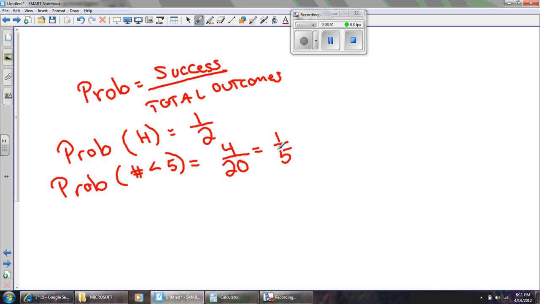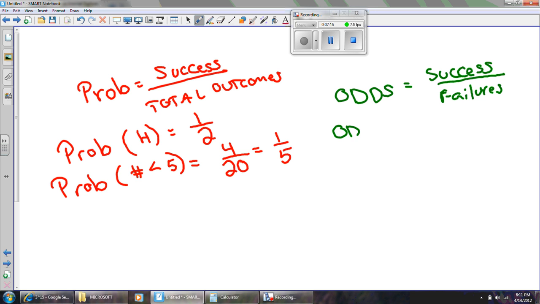Okay, along with probability, we can talk about odds. And the odds of something happening is defined as success over failures. Very similar, but not the same thing. So if I want to know the odds of getting a heads on a coin, well, that would be 1 over 1. 1 success, 1 failure. The odds would be fair, even.